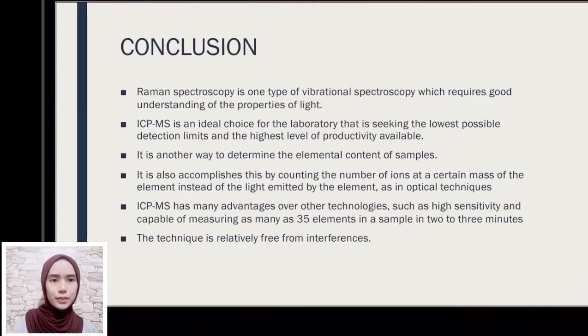Inductively coupled plasma mass spectrometry has many advantages over other technologies. The technique is relatively free from interference, but if interference does exist, it can be reduced or removed through the use of a universal cell operating in either the collision mode or the reaction mode.